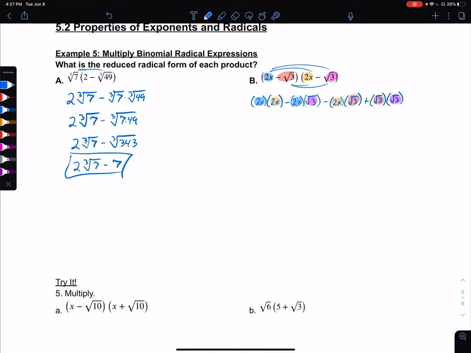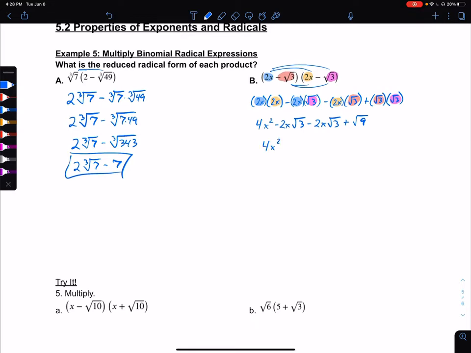Most of the time you're not going to show that step, so we'll jump to what you would most likely jump to. So you have 4x squared minus 2x radical 3 minus 2x radical 3 plus radical 9. It's 3 times 3. They're both inside the radicals, same index. We can multiply them. 4x squared, we're not going to do anything about it.